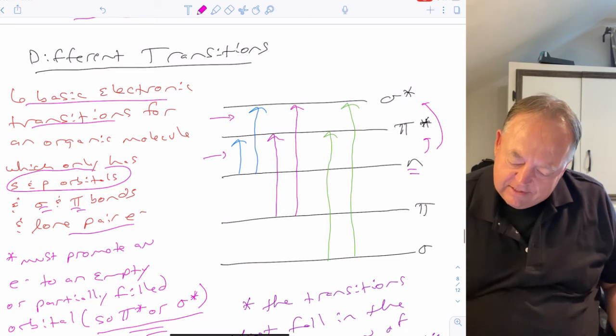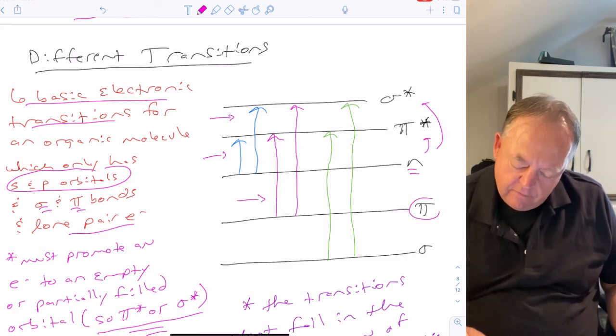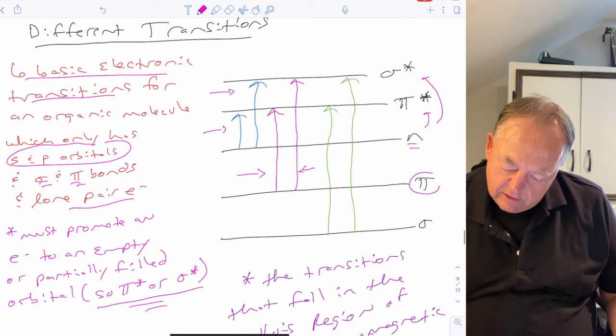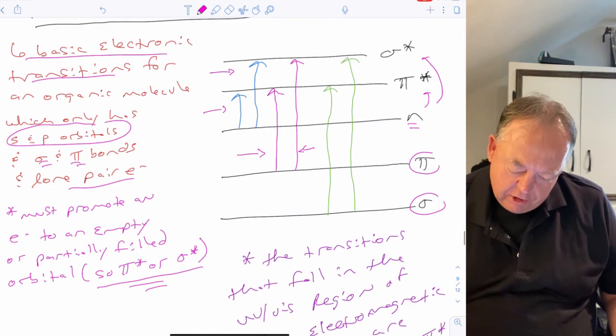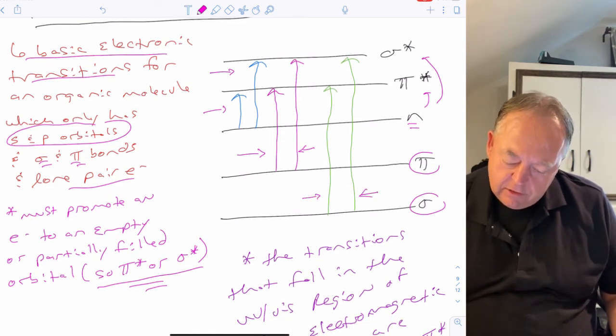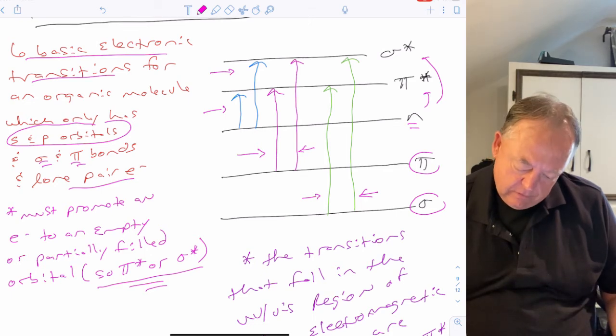If the electron exists in the pi bond, then you can promote from pi to pi star, or you can promote from pi to sigma star. And if the electrons are in a sigma orbital, then you can promote from sigma to a pi star or sigma to a sigma star.